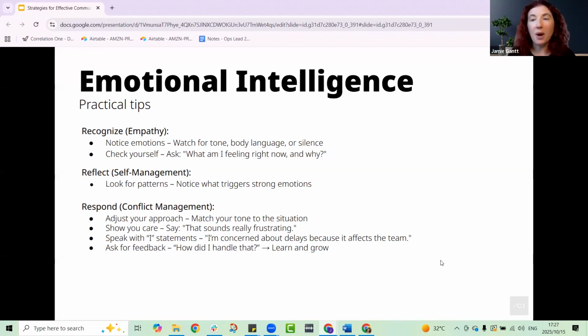And then we respond, right? We don't want to react, we want to respond. So we're going to pay attention, we're going to match our tone to the situation. We're going to show that we care, right? So if we have that empathy, I can say, oh, if you're upset, I understand. I might be upset too. I get it. We want to use I statements.